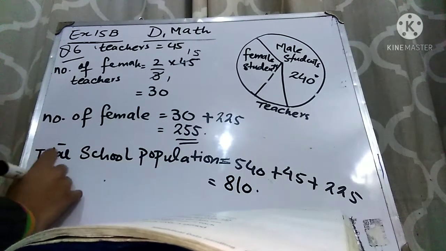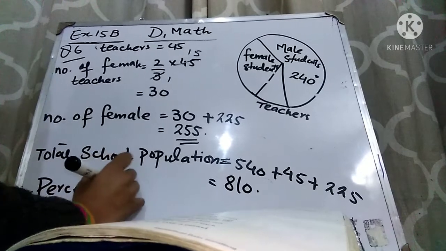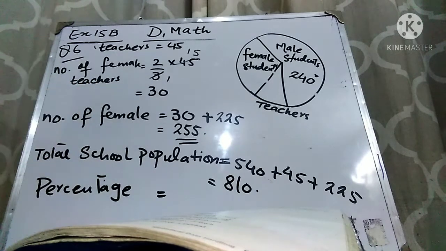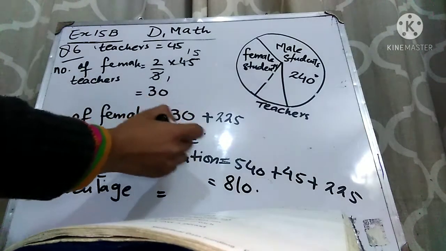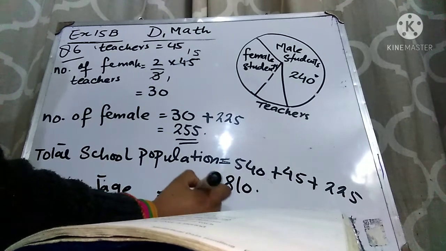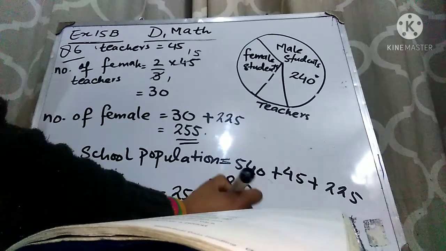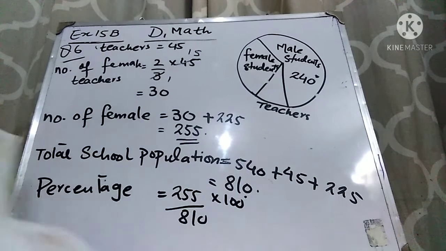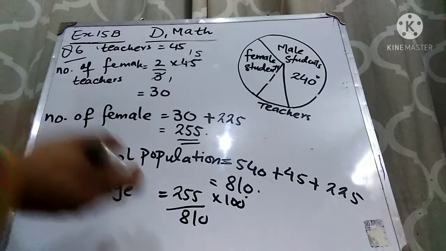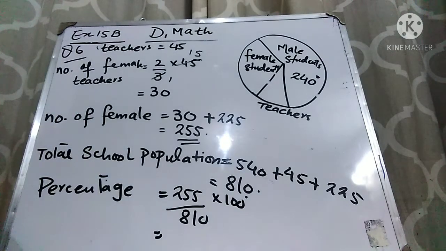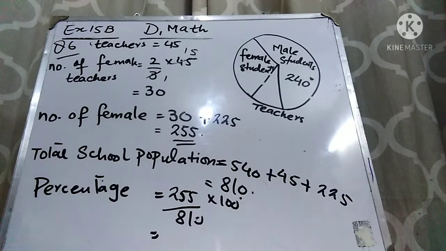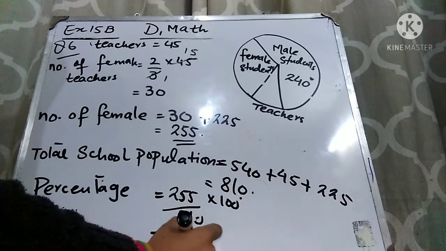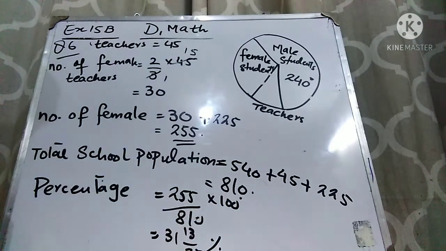Now you have to find the percentage. For percentage, you divide the given number by the total number and multiply by 100. Since you have to express the number of females as a percentage of the total population, you divide 255 by 810 and multiply by 100%. You will get 31 whole 13 over 27%. So this is the required percentage.